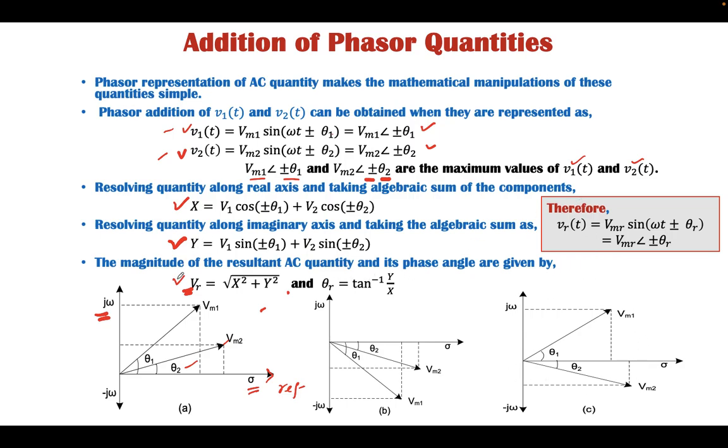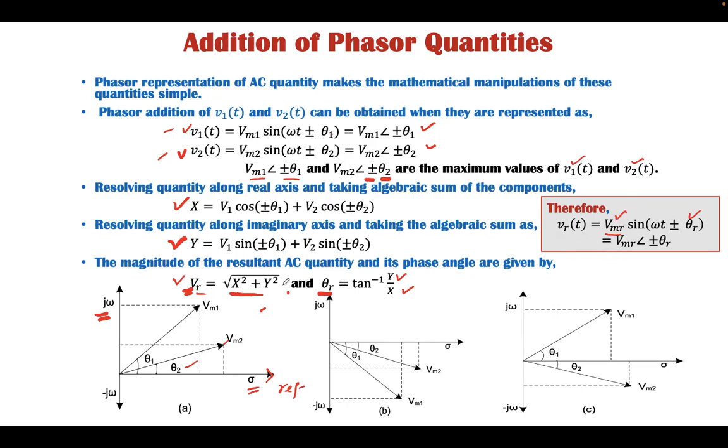Now, knowing the resultant value VR, the resultant phasor of these two quantities is represented using this VR. This quantity will be the resultant, whatever quantity we are getting from here. The theta we can calculate from y and x. The resultant theta will be this. The resultant value of Vm is this.